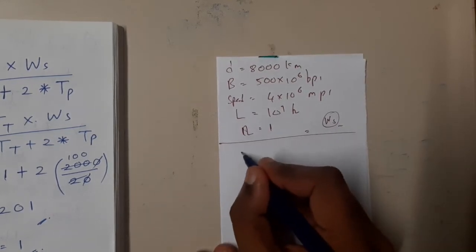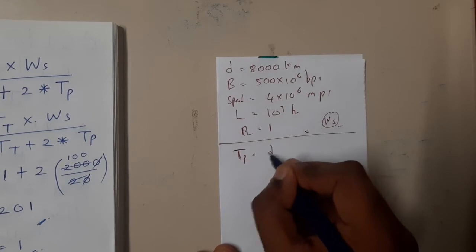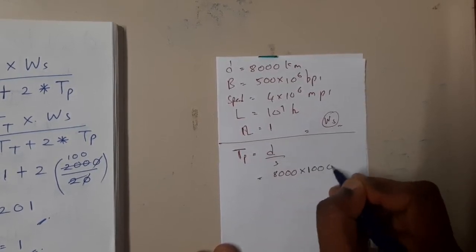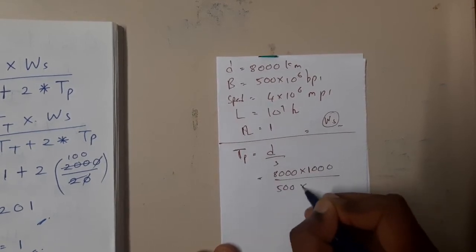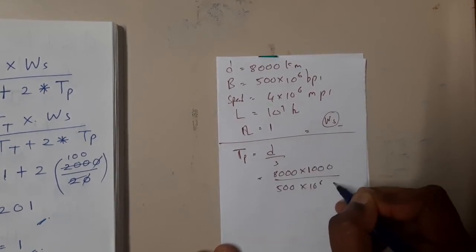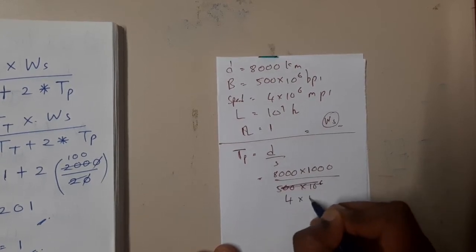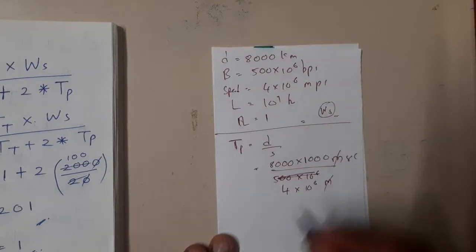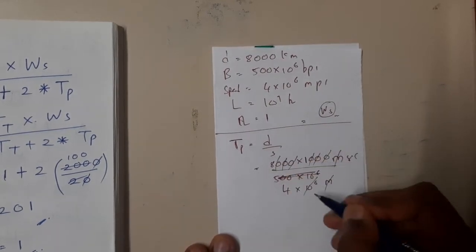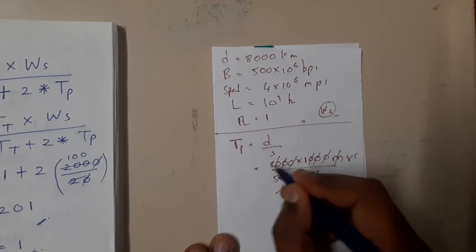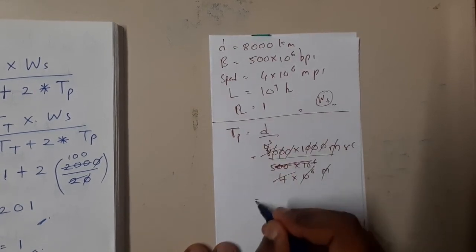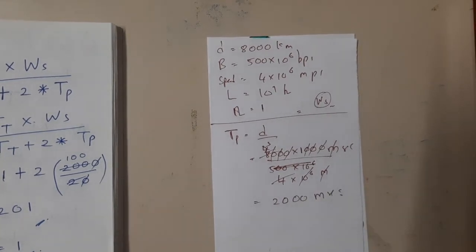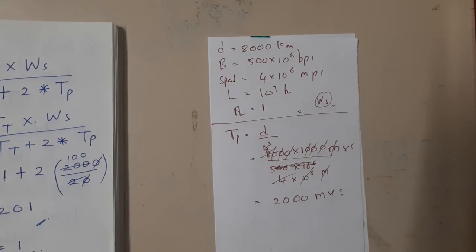First let us calculate TP, guys. TP is nothing but distance by speed. They gave the distance as 8,000 kilometers, so let us convert it into meters. The speed they gave is 4 into 10 power 6 meters per second. Here also it is meters, so meters will cancel. 1 2 3 4 5 6, so this 6 will cancel, and with this 4 it is 2000 milliseconds, right? For easy understanding, let us write in milliseconds, guys. So it is 2 seconds, that is 2000 milliseconds.